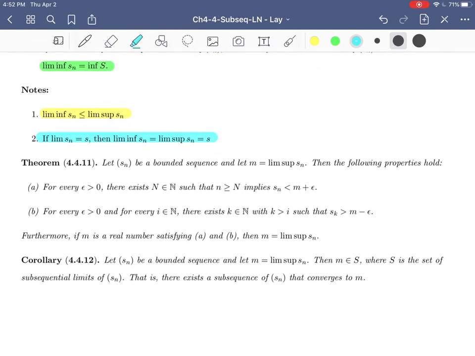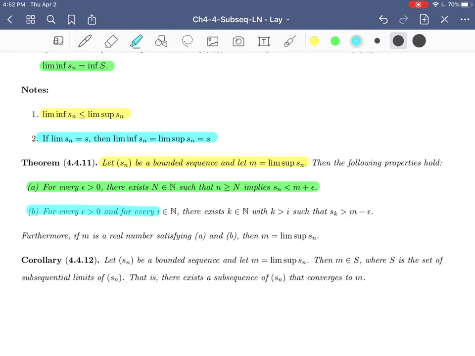If S sub n is a bounded sequence and M is the lim sup, then the following two properties must hold. (a) For every epsilon greater than 0, there exists a natural number N such that whenever little n is bigger than that natural number N, the terms of the sequence after that point, after the big N term, are all less than the limit superior M plus that value of epsilon defined previously.